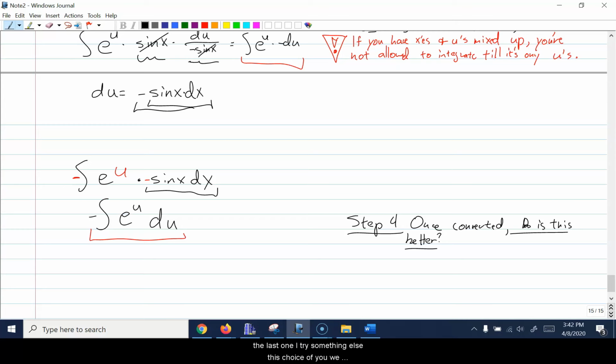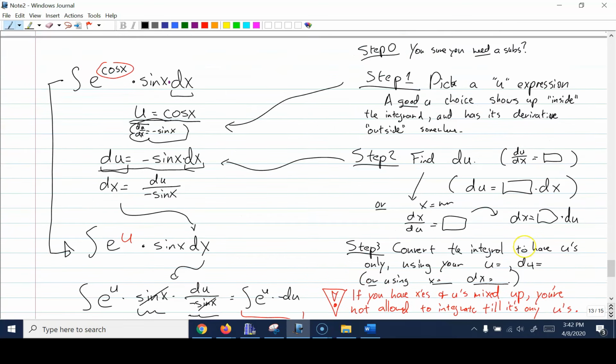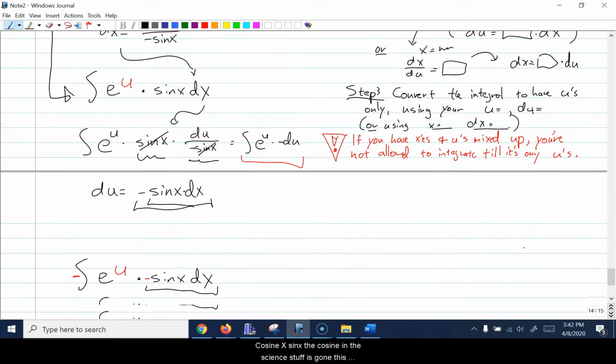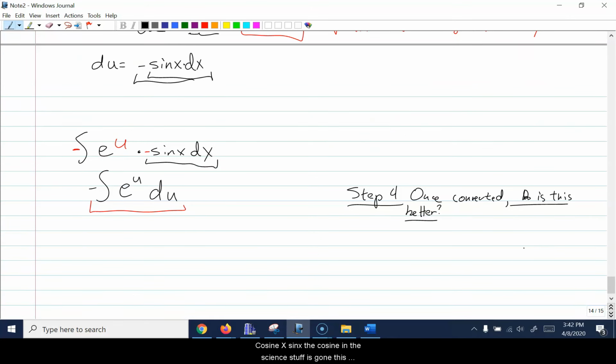This choice of u we made is often going to be a bad choice a few tries before we find a good one. This is a place where we did a good choice, so yes, if I look at the original problem was integral of cosine x sine x, the cosine and the sine stuff is gone. This is a simpler problem. But do this step. Check if you actually have made it better. If it's not, go back and try something else.